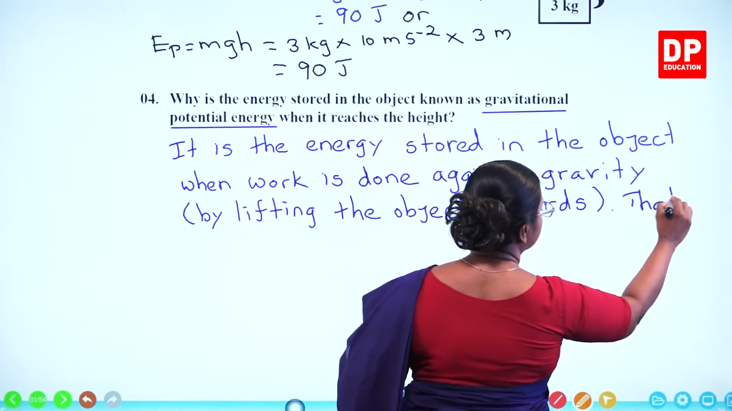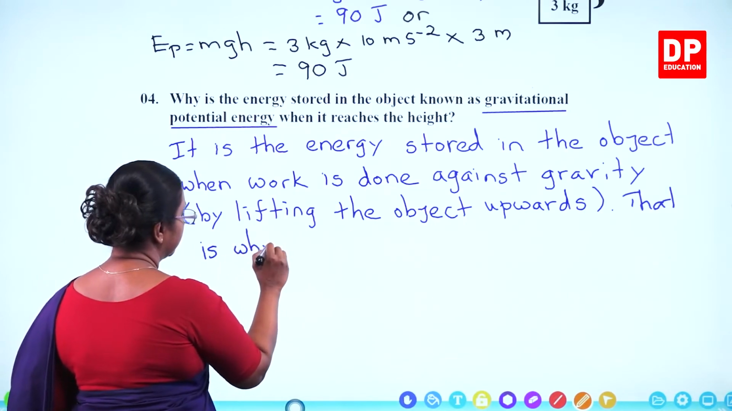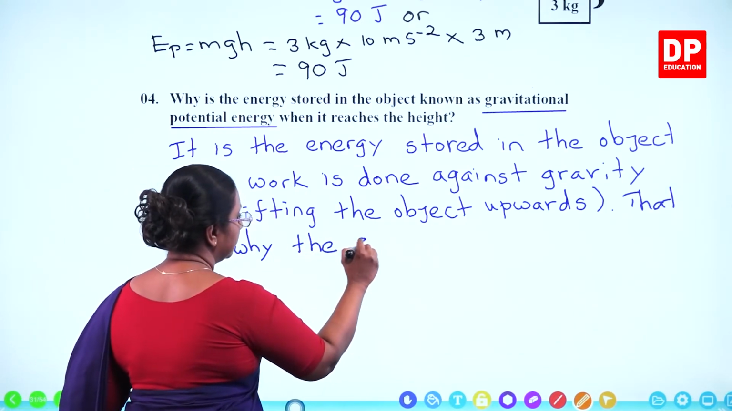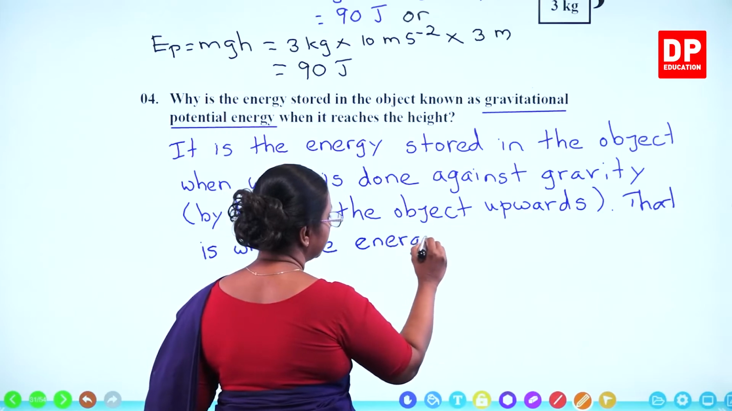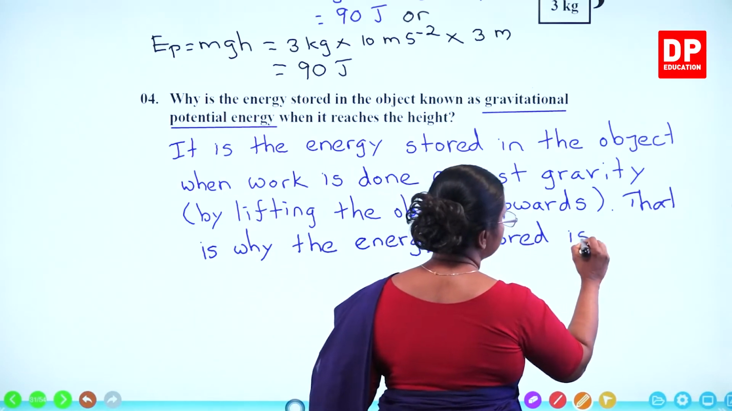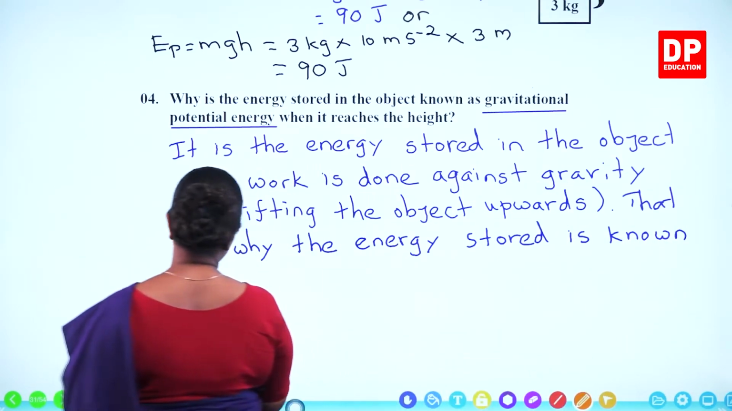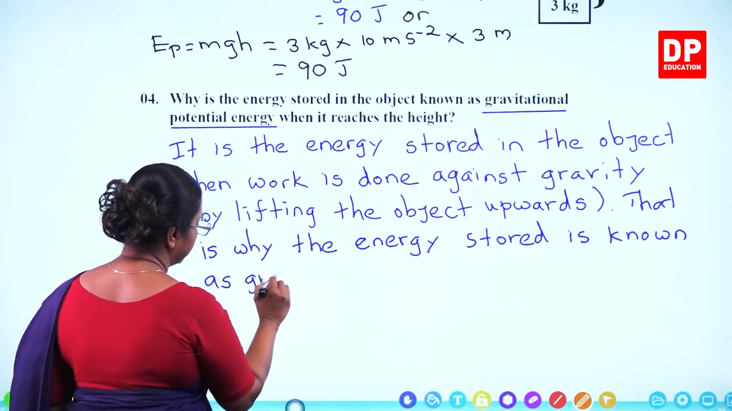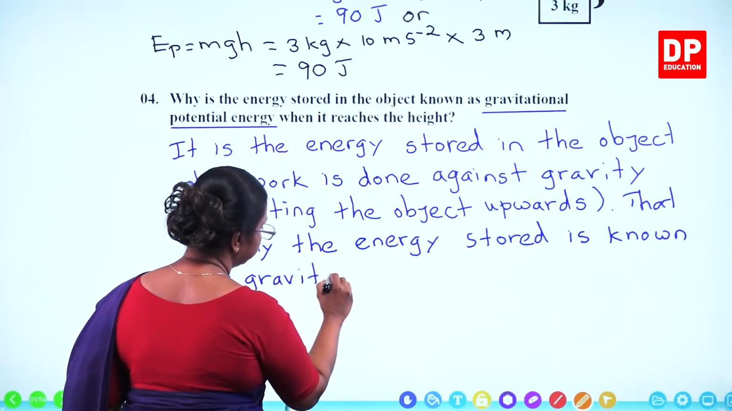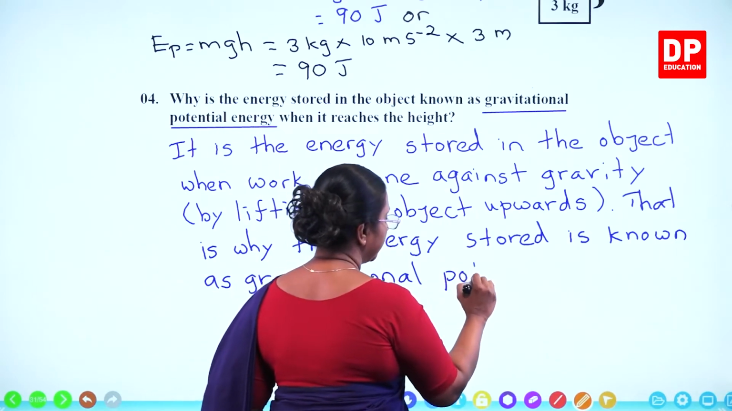That is why the energy stored is known as gravitational potential energy.